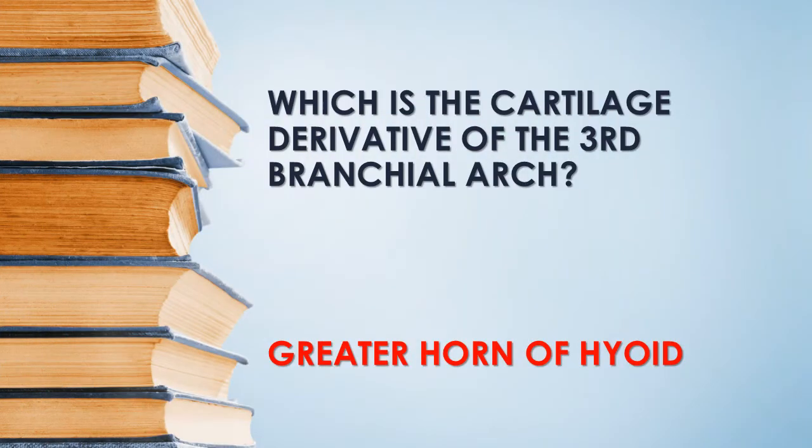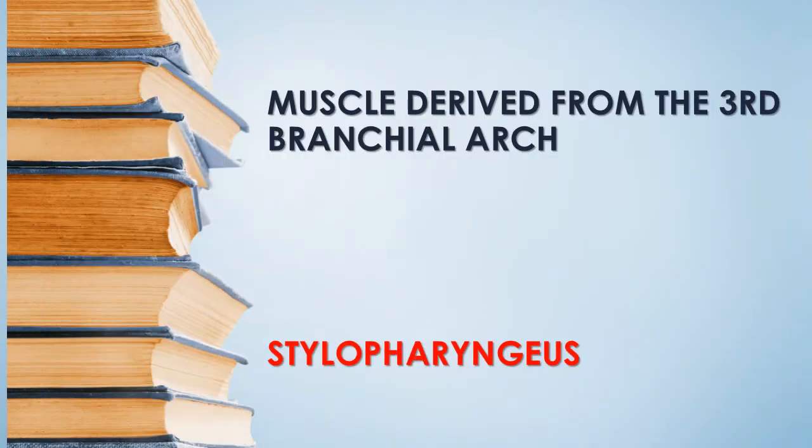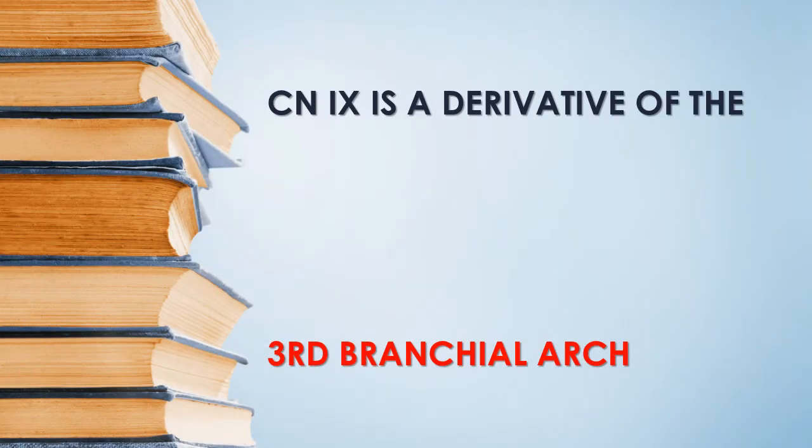Which is the cartilage derivative of the third bronchial arch? Greater horn of hyoid. Muscle derived from the third bronchial arch: stylopharyngeus. CN IX is a derivative of the third bronchial arch.